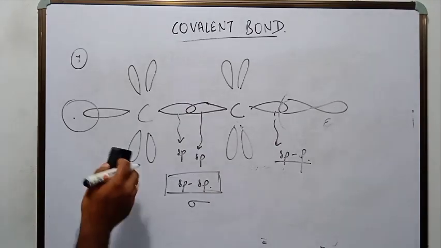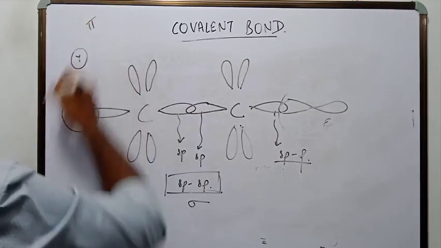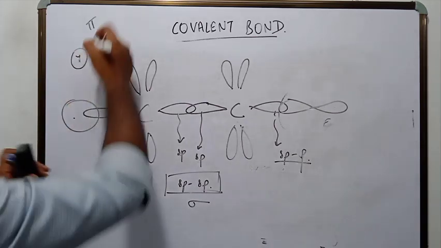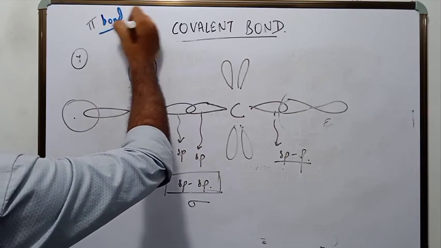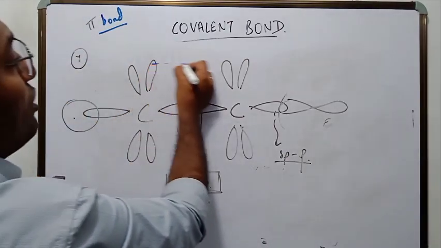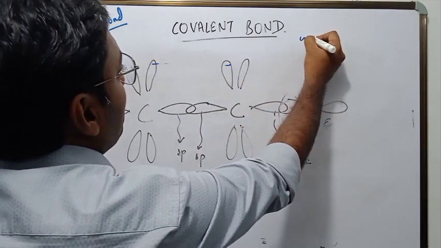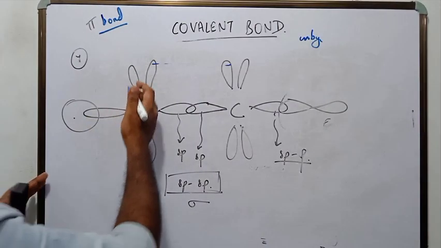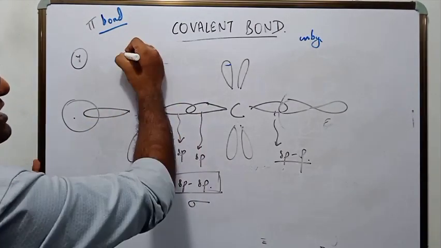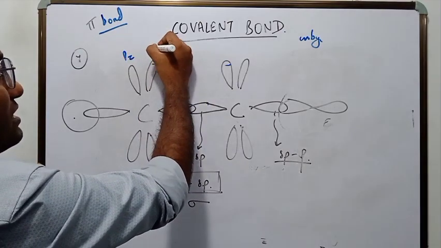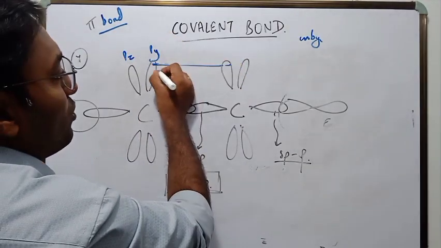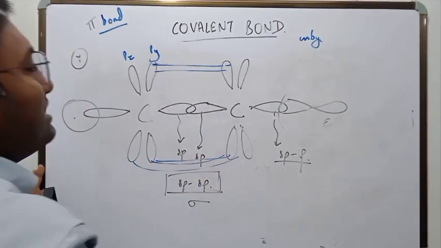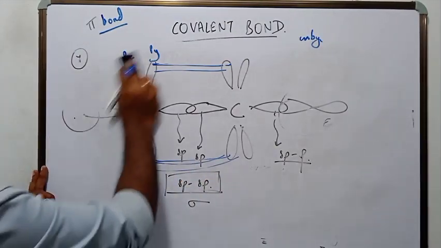Now let us go to the pi bond. What do we see in a pi bond? Parallel overlap of unhybridized p orbitals. You can see here there are two unhybridized p orbitals, py and pz. They go for parallel overlap, and that results in pi bond formation.